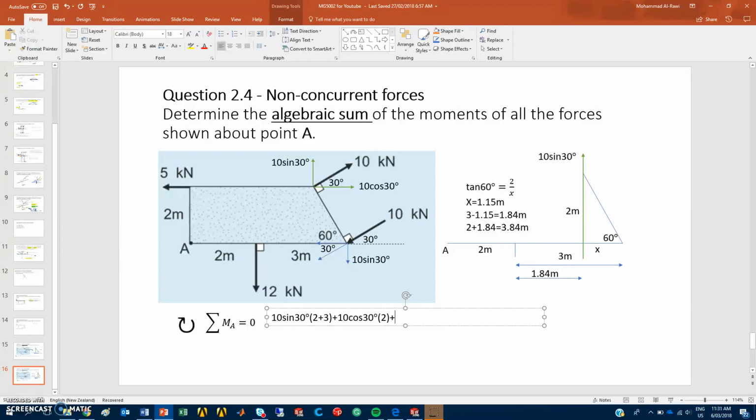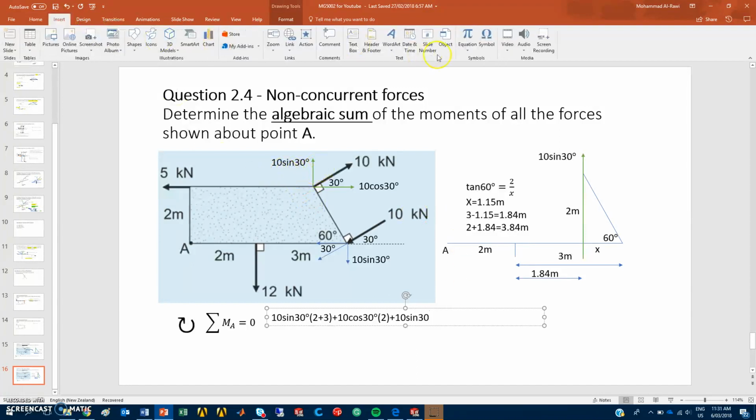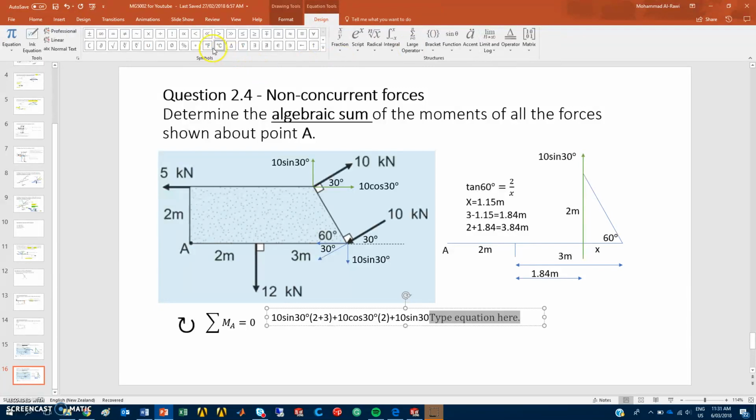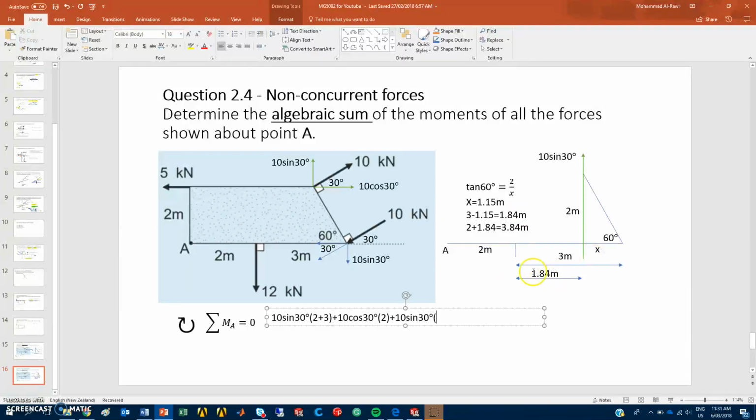Also, plus what we have, 10 sine 30 degrees. Now I'm moving to this force, 10 sine 30 degrees, times the distance. Which distance? The one we found here, 3.84. So that's the distance we found earlier, 3.84. Alright, now we finished these forces, which took us a bit of time to find.